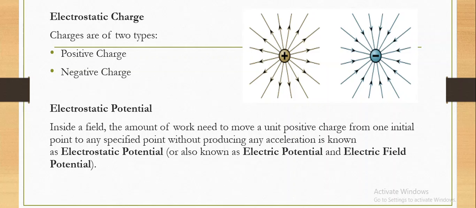So basically there are two types of electrostatic charges. One is positive charge, the second one is negative charge. Then what is electrostatic potential?